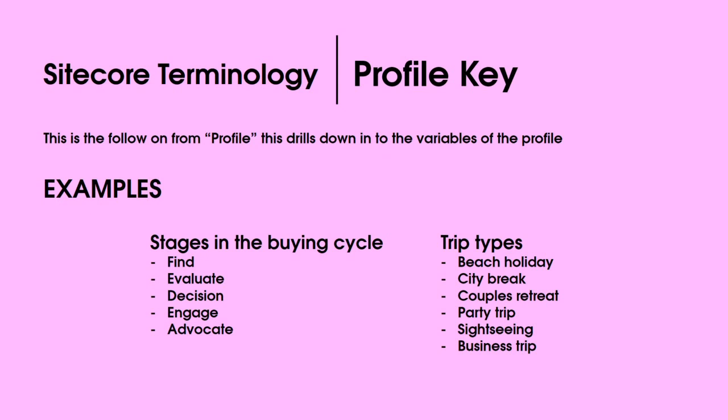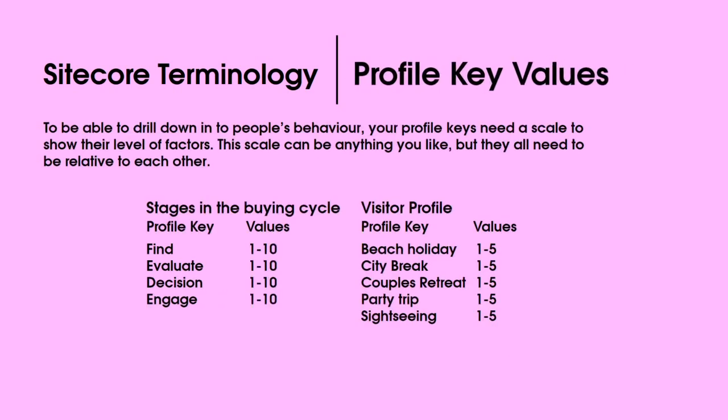So they fall under the profile. Next, you need to add some values to the keys. They can be anything you like. They can be 1 to 100 for all that matters, but they need to be relative to each other. Otherwise, there's going to be no real meaning to what you've got. As you can see here, I've got stage in the buying cycle. You can have 1 to 10, and for the visitor key we put 1 to 5.